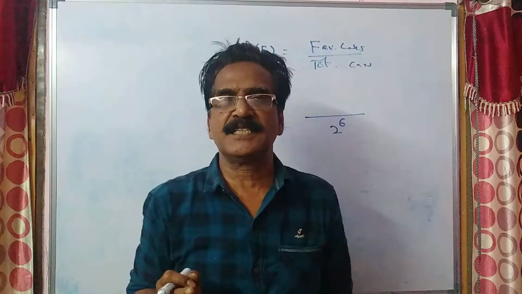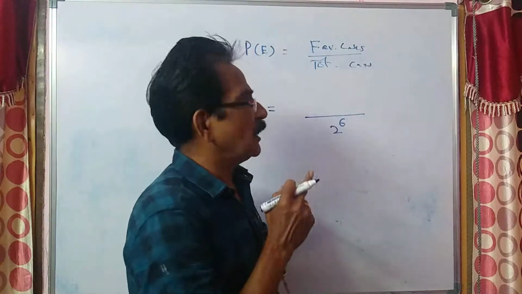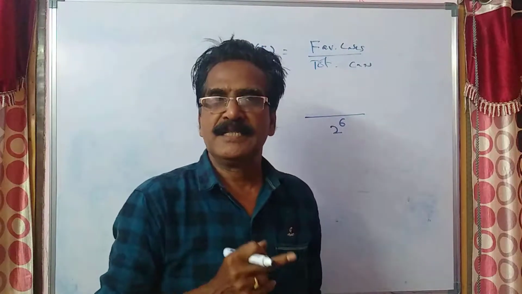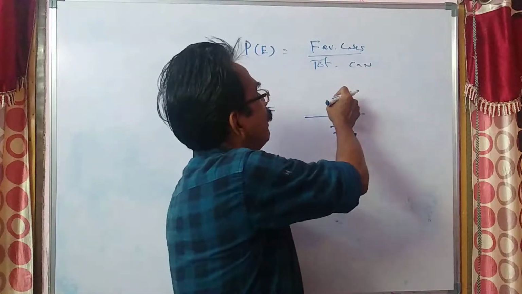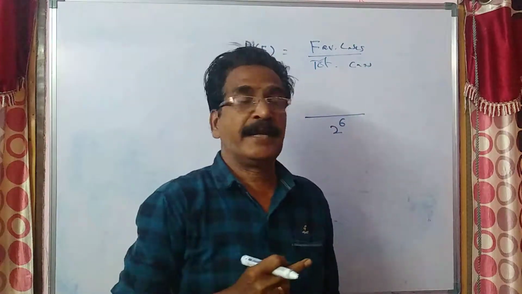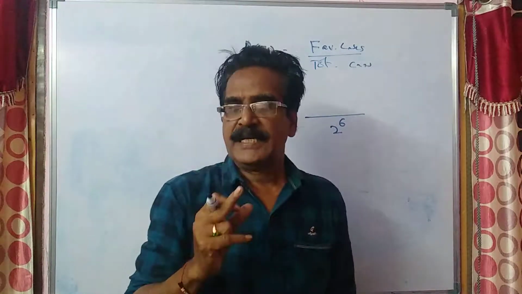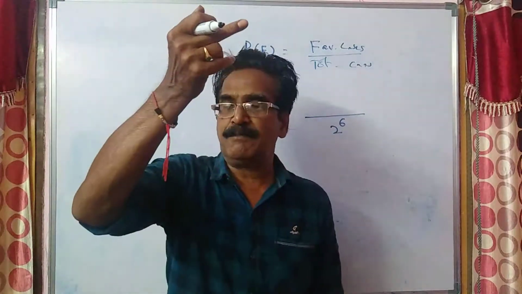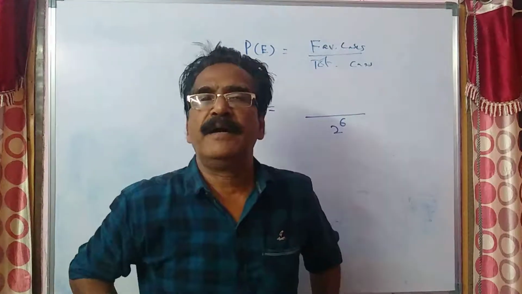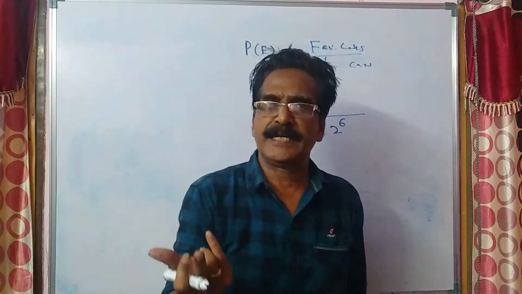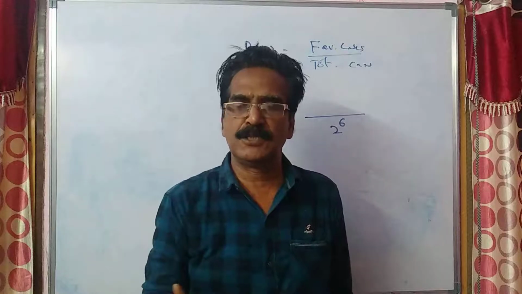Here the coin is tossed 6 times. So the total number of cases is 2 power 6. And what is the favorable case we require? Exactly one head when the coin is tossed 6 times. So the first time may fall head, second time, third time, fourth time, fifth time, or sixth time.